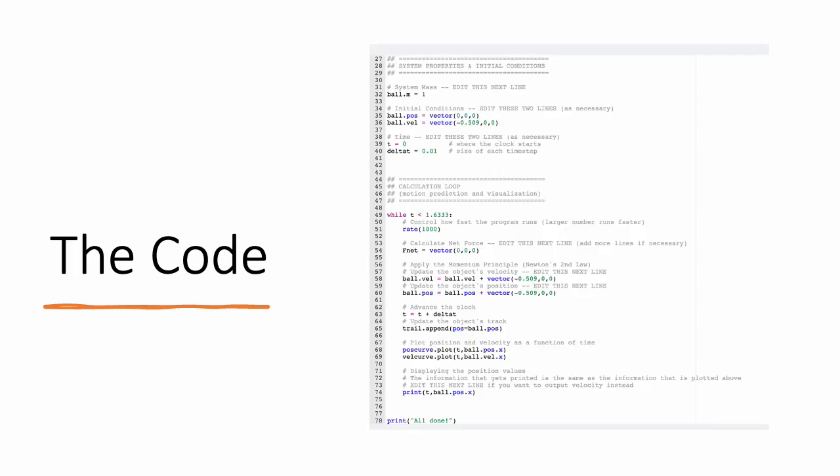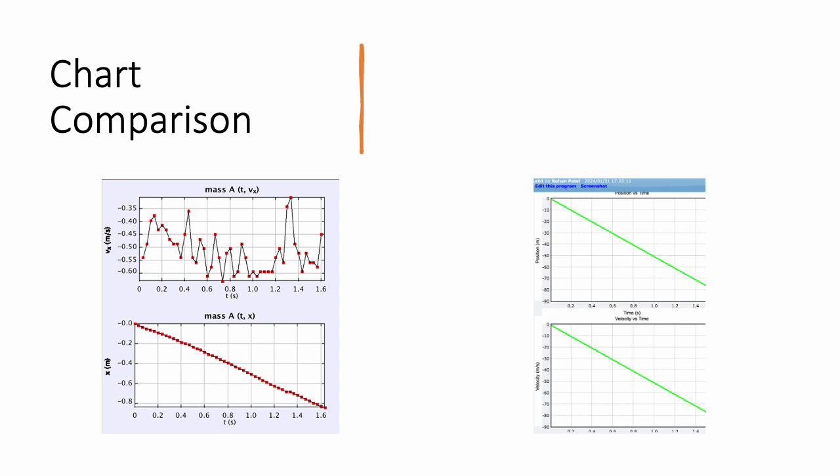This is the code itself, and this is the chart comparison. There is a disparity in the velocity graph of the Tracker app itself, as I had to manually graph the points, and that could have skewed the data a bit since human error is present. But as for the position versus time graph, they are fairly similar in the sense that they have very similar slopes.